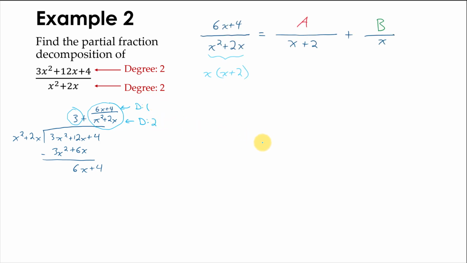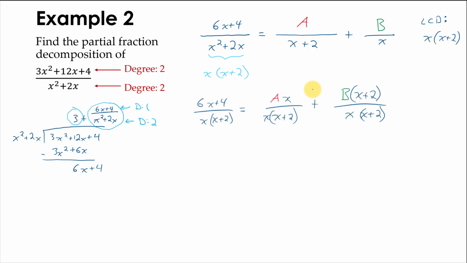Okay, so now I'm looking at just my 6x plus 4 over x squared plus 2x, okay? And I'm going to break that up after I factor my denominator here. So I've got x and x plus 2. So my first partial fraction will have a denominator of x plus 2, and my second partial fraction will have a denominator of x, okay? And we know that my LCD is just going to be this factored denominator here of x times (x plus 2), okay?